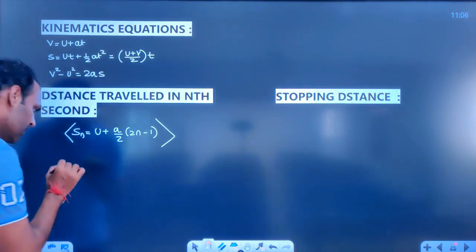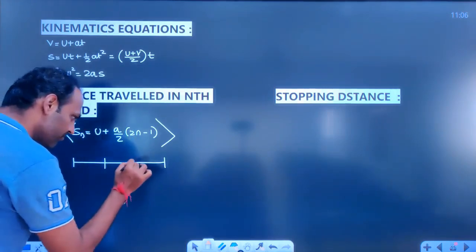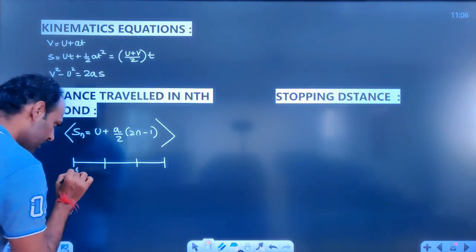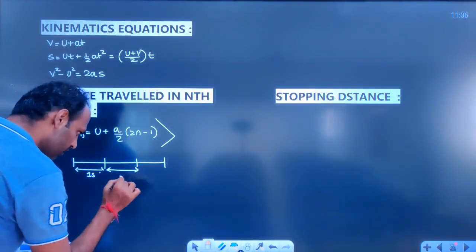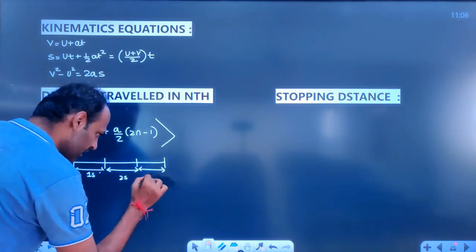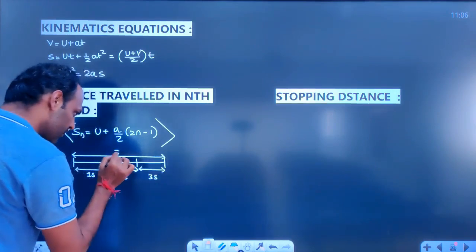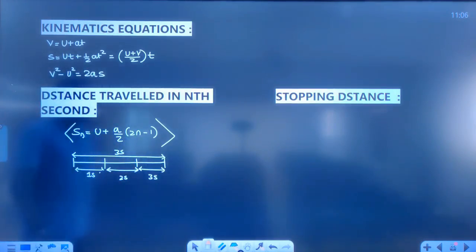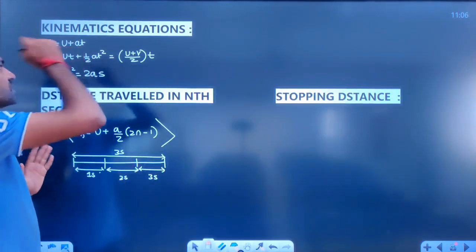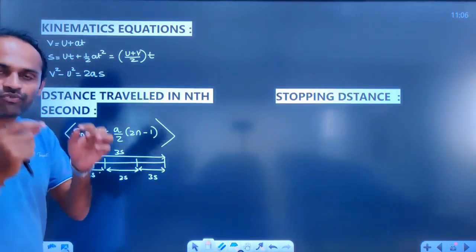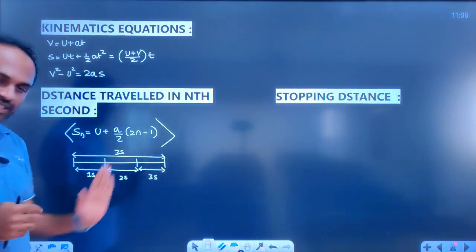Let me explain this. See, we have a straight line motion which is of 3 seconds journey, right? This is 1 second, this is 1 second, 2 second, 2 second, and this is 3 second. Total 3 seconds journey. If you want the distance traveled in all 3 seconds, you use this formula S equal to UT plus half AT square. That will give you distance traveled in the first 3 seconds.